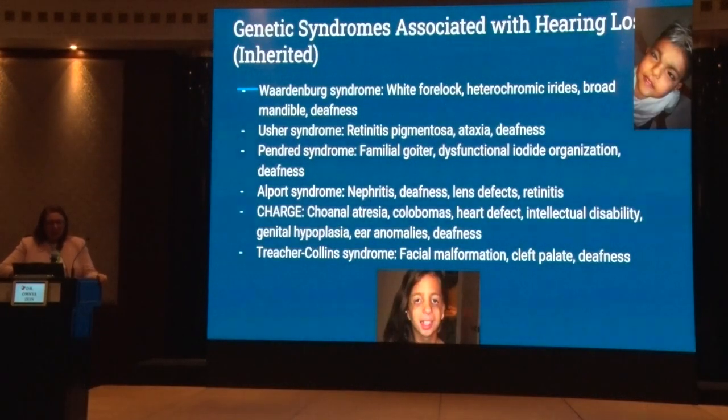Now I'm talking about genetic syndromes associated with hearing loss. It is an inherited disease. I put 2 pictures, for Waardenburg syndrome and Treacher Collins syndrome. The first one is Waardenburg syndrome: a white forelock, heterochromic irides, broad mandible, and deafness. Usher syndrome, which is very common: retinitis pigmentosa, ataxia, but in most cases it is retinitis pigmentosa and deafness. We never saw ataxia too much in Usher syndrome patients.